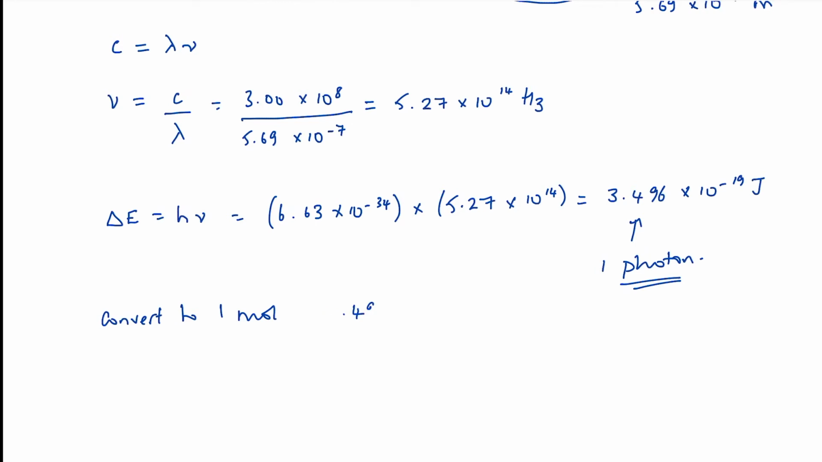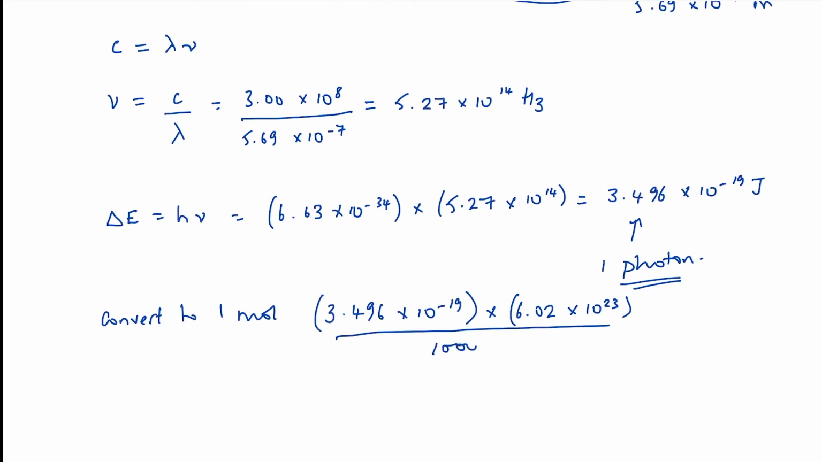What am I doing here? 3.96 times 10 to the minus 19, multiplied by 6.02 times 10 to the 23, which is Avogadro's number. And I want it in kilojoules per mole, so I need to divide by 1,000. And when I do that, the answer comes out at 210 kilojoules per mole. So using both the equations here to go from a wavelength of a line to find the energy transition in kilojoules per mole.